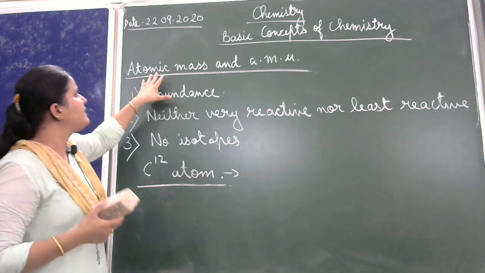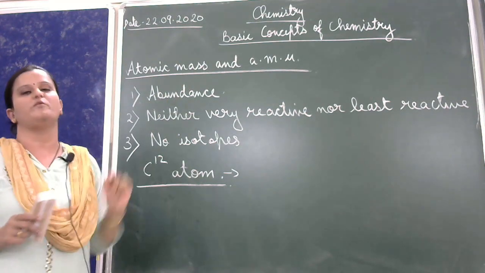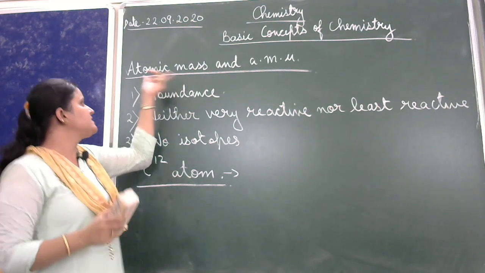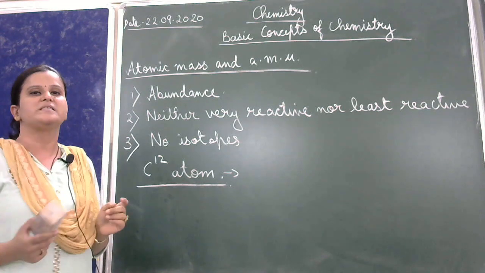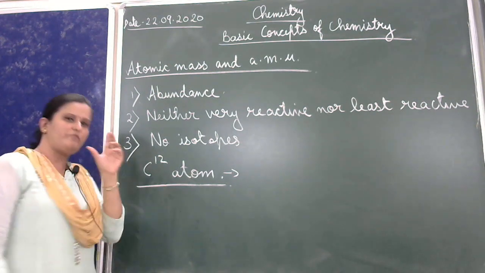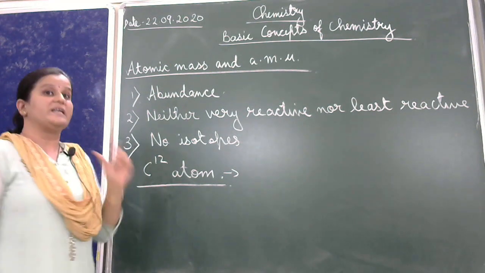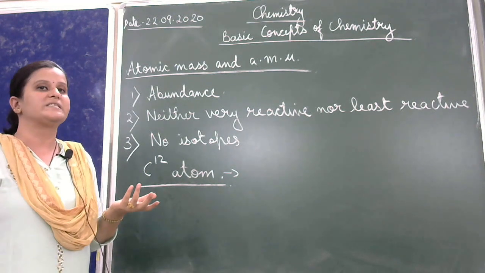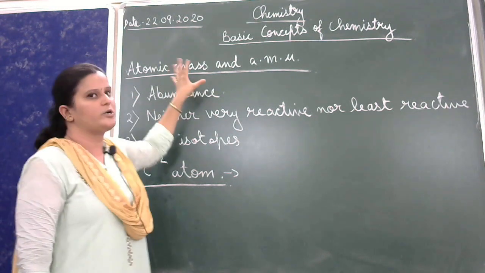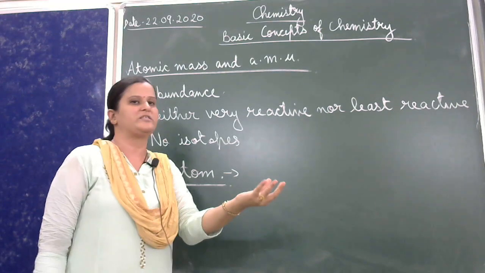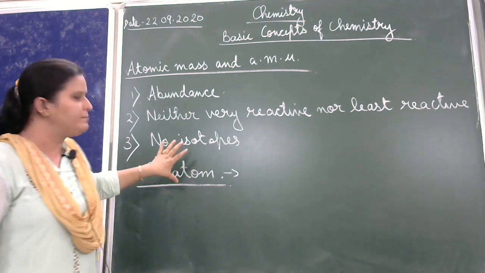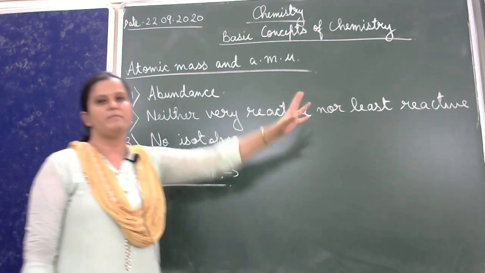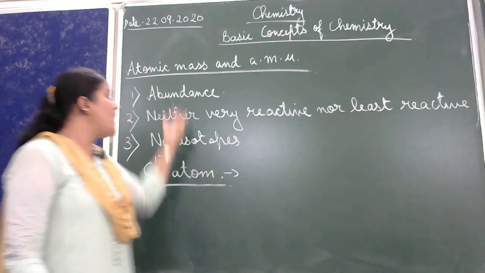Now, how will we define the atomic mass of an element? What does this definition of atomic mass say? Atomic mass of an element is a relative number. Why am I saying it is a relative number? Because it is not an absolute value, which I am actually not able to measure. With respect to some standard, I am taking the atomic mass of an element.